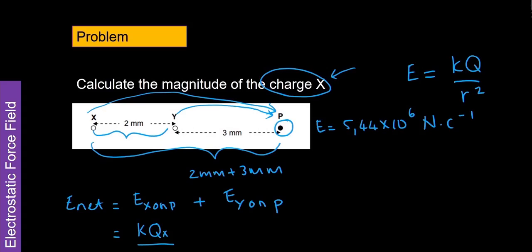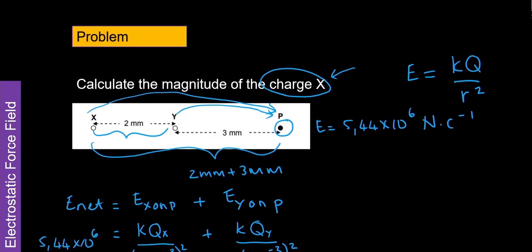So it's going to be 5 times 10 to the minus 3, and we need to square it, plus kQ. Now, X and Y are the same, aren't they? They are the same because they are identical. The distance between Y and this point P is 3, so it's going to be 3 times 10 to the minus 3, and we square it. k is going to have a value from our data sheet of 9 times 10 to the power of 9. I've forgotten to put E in, so E net is going to be 5,44 times 10 to the 6.